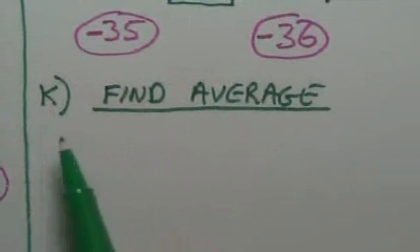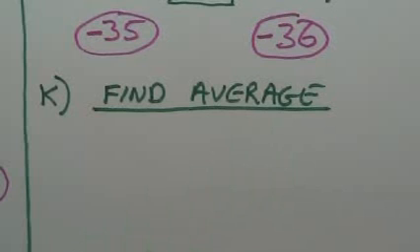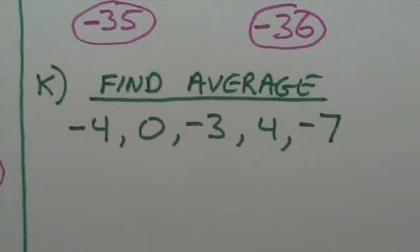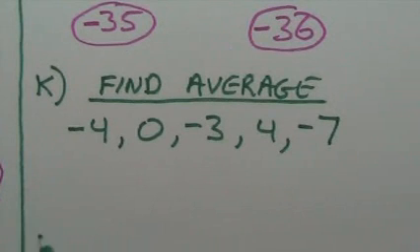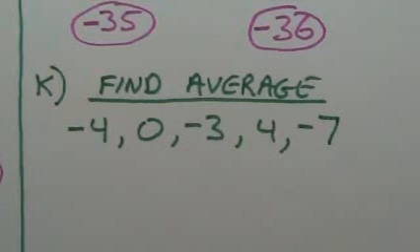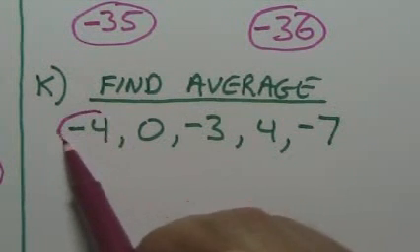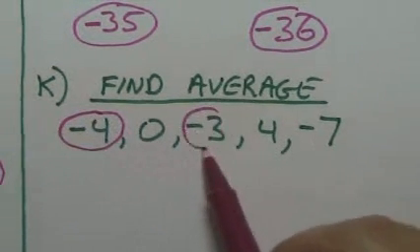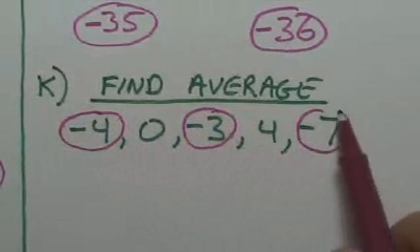On letter K, this is the last example, we'll find the average. How to find the average with negative numbers. So we have 5 numbers, and we want to find the average of these 5 numbers. Let's total up our positive, total up our negative. I have a negative 4, a negative 3, and a negative 7.